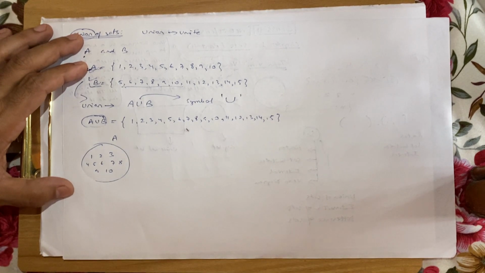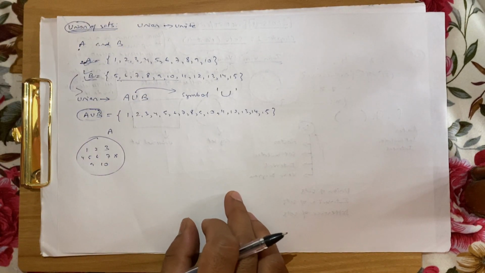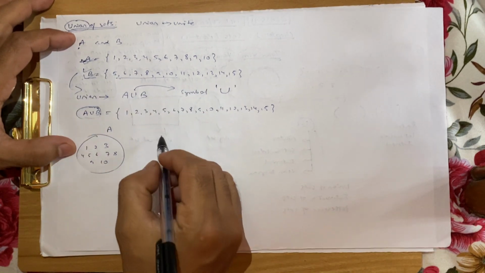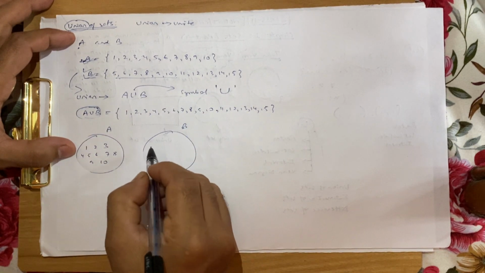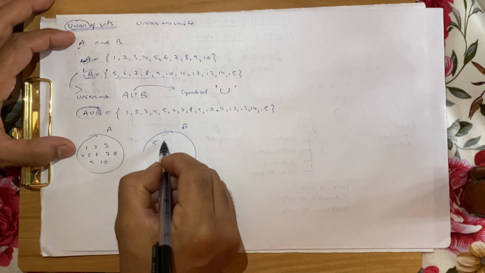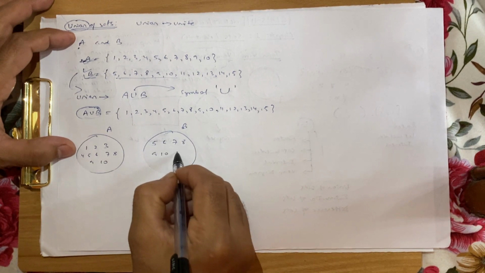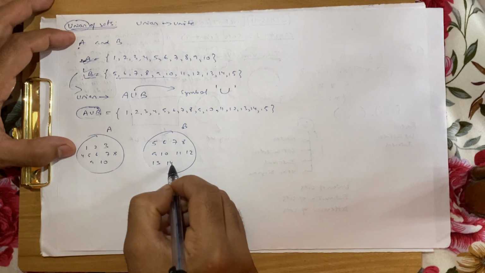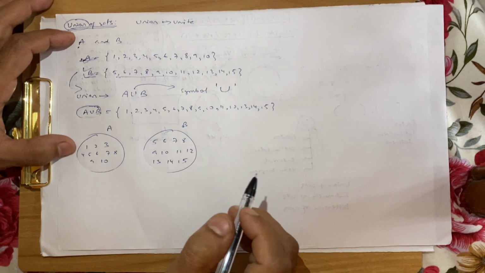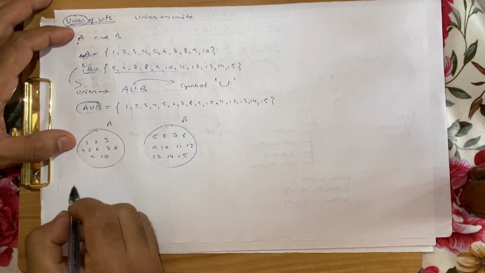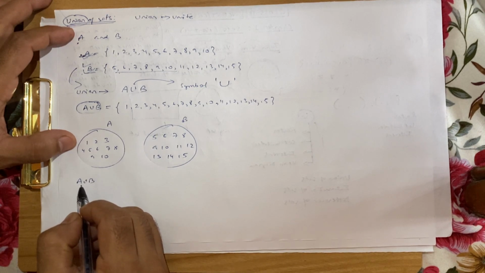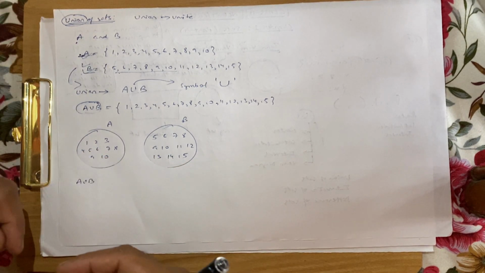Now the Venn diagram for set B will be what? For the set B, I'll just draw a circle. This is set B, and I'll write all the elements inside it: 5, 6, 7, 8, 9, 10, 11, 12, 13, 14, and 15. Now, if you try to draw the Venn diagram for A union B, then you need to combine both the circles, right?